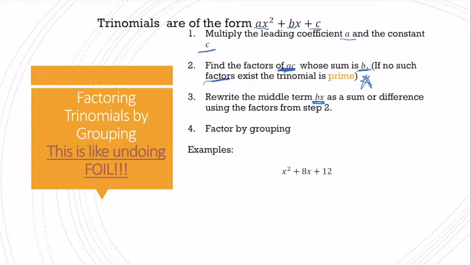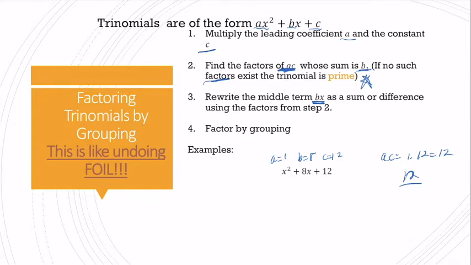Well, first I want us to practice our new mantra. We want to find the factors of AC that add up to B. We're going to find the factors of AC that add up to B. I like to start with every trinomial by labeling my ABCs. In this case, A equals 1, B is 8, and C is 12. So AC is 1 times 12, which is 12. So I need to find some factors of 12 that add up to 8.